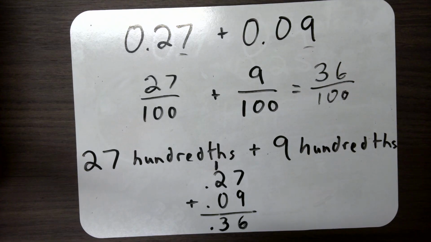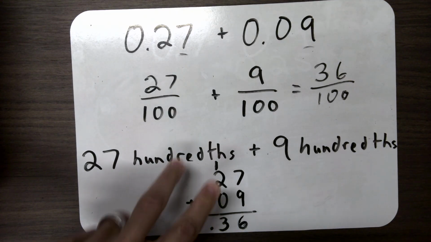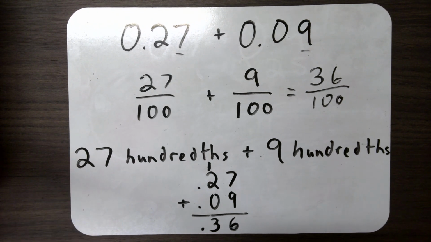So again, the concrete model will be base 10 blocks, and then the representation will be a drawing that aligns with base 10 blocks, and then there are a few different abstract models that we have here too.